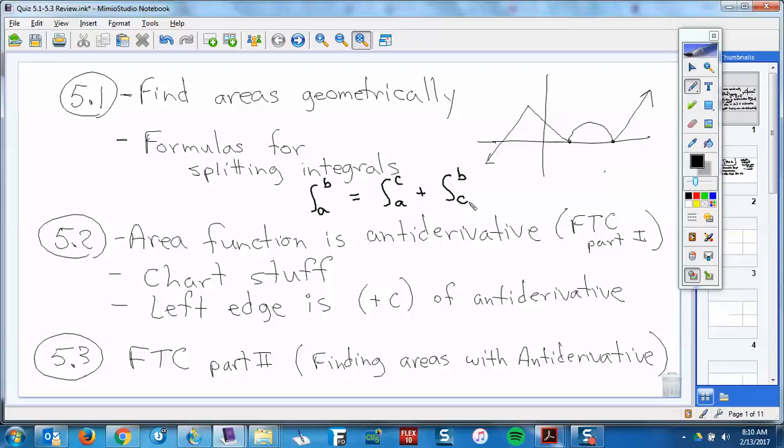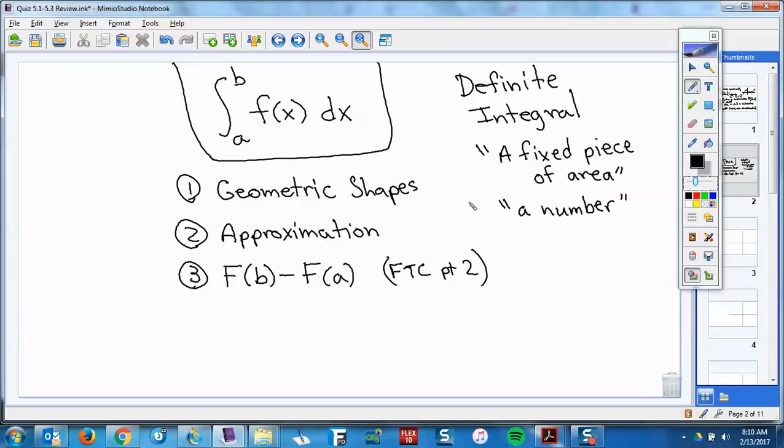But so that thing was splitting integrals, but we want to be able to find with some geometric shapes, we can find that area. Now, approximation is not something we're really going to be working on right now, okay? So I wouldn't worry about this. That's something we're going to go into in chapter 6 more into, okay? Right now, we're going to focus on this part here.